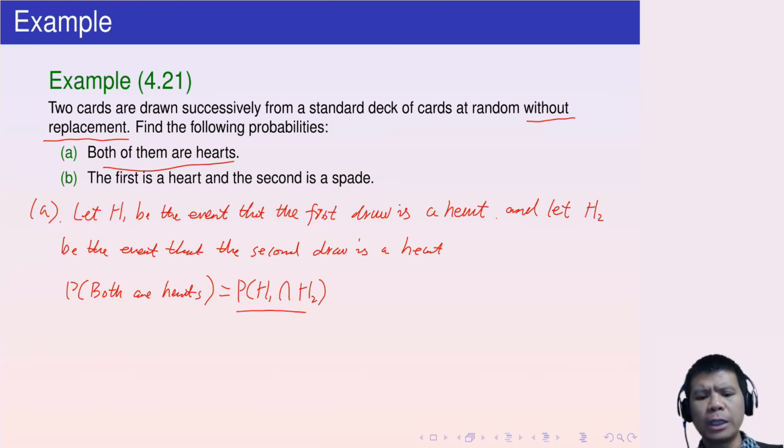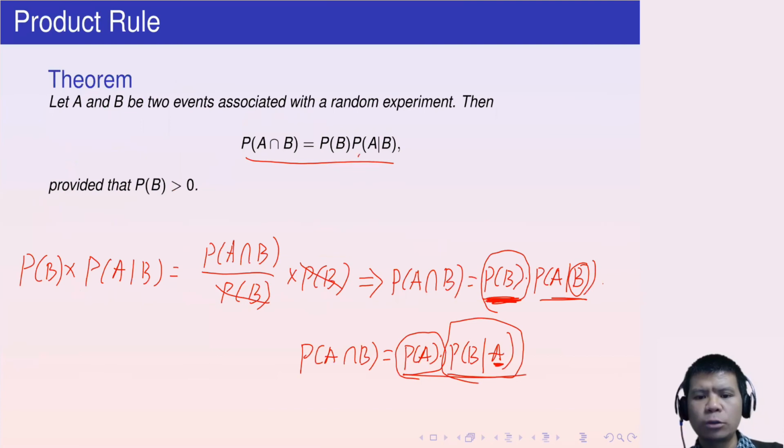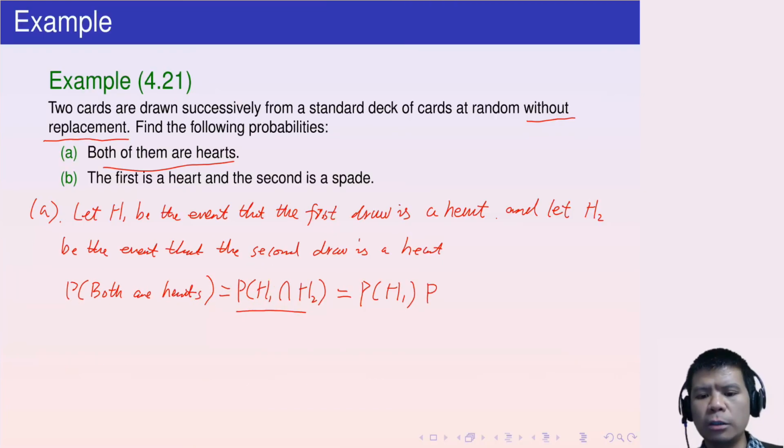Then we're going to use the product rule, following the order. Firstly, you need the first one to be a heart, the probability of H1. Then for the conditional probability that follows, H1 should be the condition in the conditional probability. So what is the conditional probability? This is H1 as the condition, and the event of interest is H2.